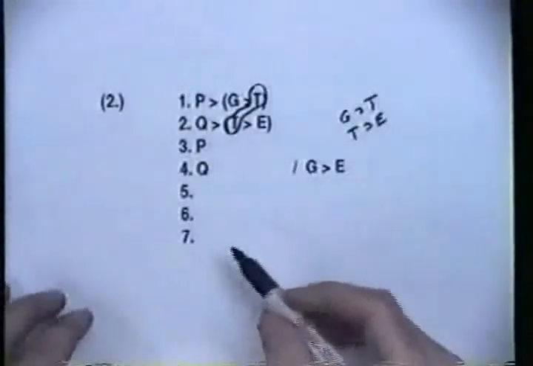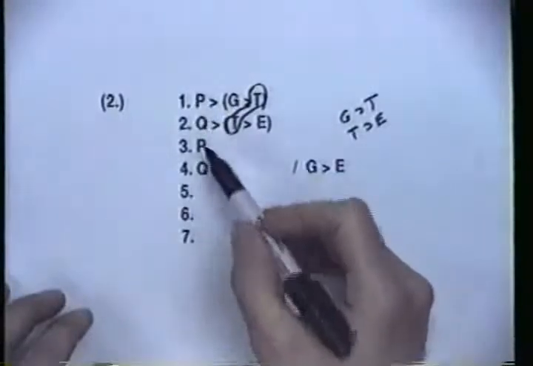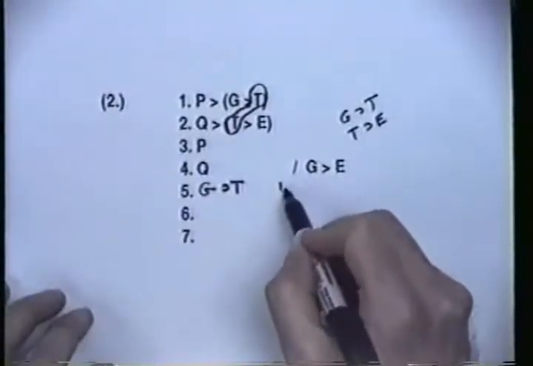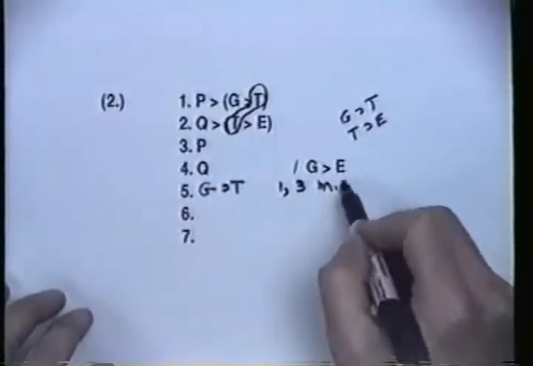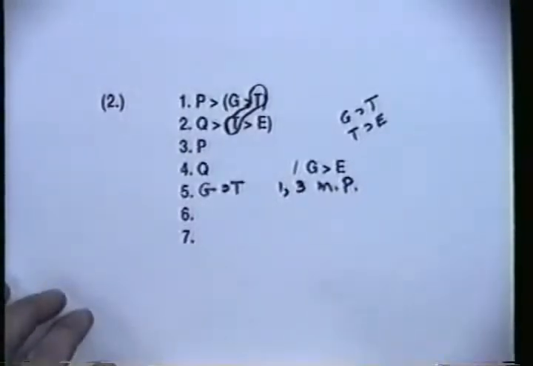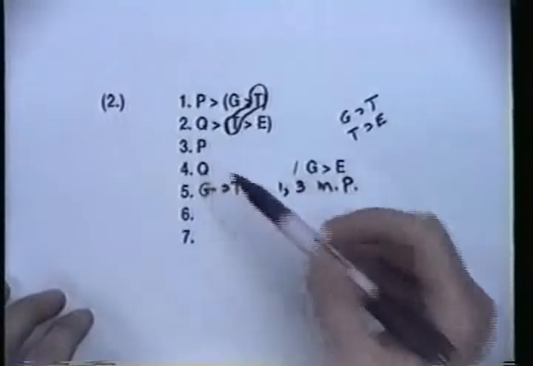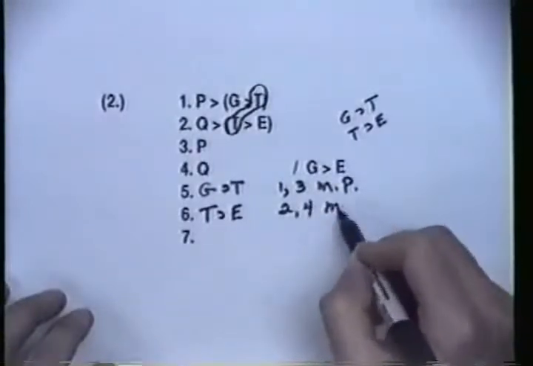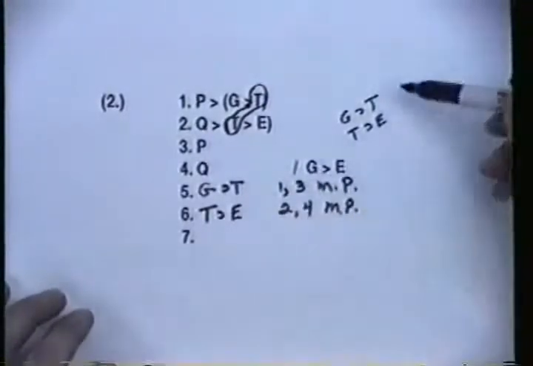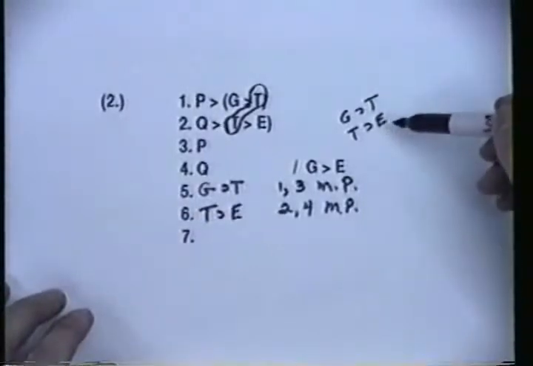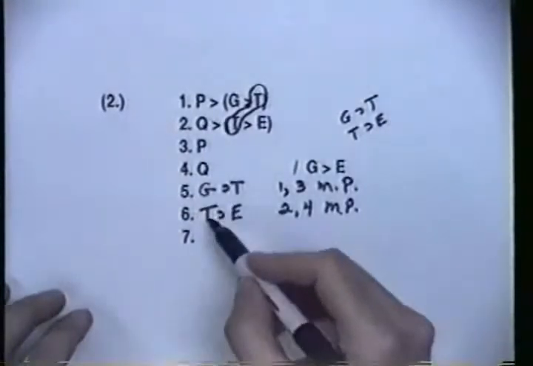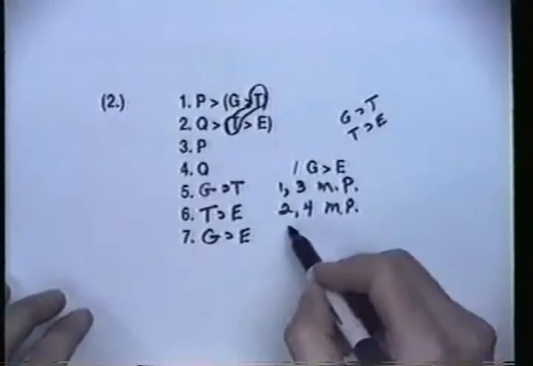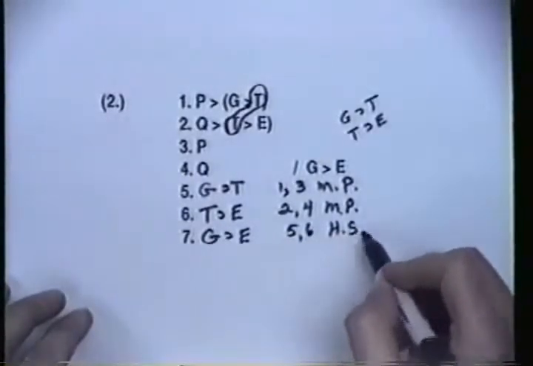So let's write them out. Let's do the modus ponens step with line 1 and 3 first. That will give us line 5, G hooks T, and we need to justify that then. 1 and 3, modus ponens. Now we do exactly the same strategy on line 2 and 4. That will give us T hooks E, and we cite 2, 4, modus ponens. And now notice we've got the two lines that we were looking for in order to use hypothetical syllogism. So line 5 and 6 gives us our answer, G hooks E, 5 and 6, hypothetical syllogism.